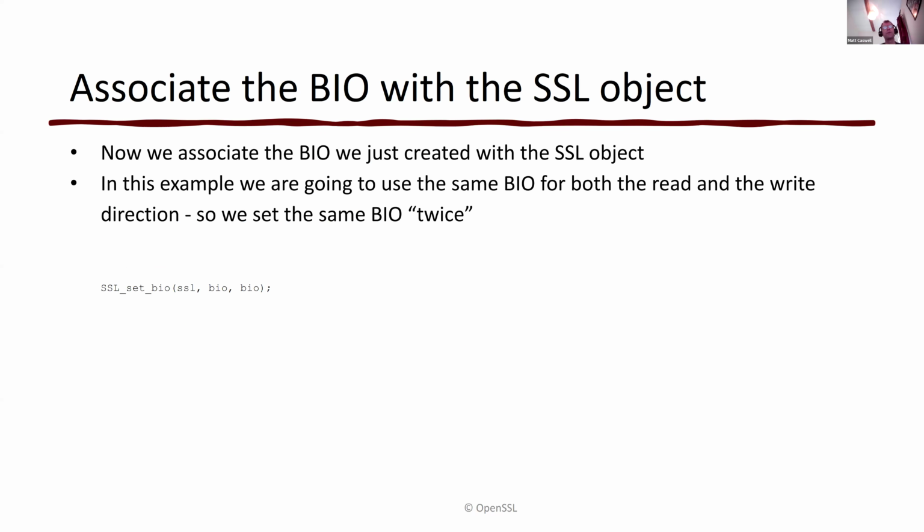Okay, so we've got our SSL object, we've got our BIO object, and now we associate the two together. We do that by calling this function SSL_set_bio. We pass in the SSL object as the first argument, and then we have two arguments, and we pass the same BIO twice. The reason for that is the SSL object can be associated with a different BIO for reading than it uses for writing. In most cases, actually, you want it to be the same, and that's what we're doing here. We just pass the same BIO twice.